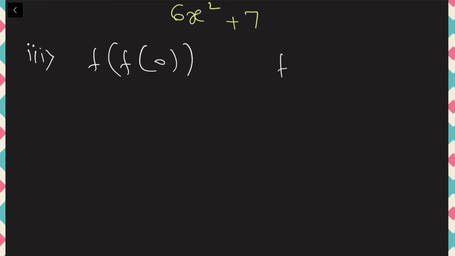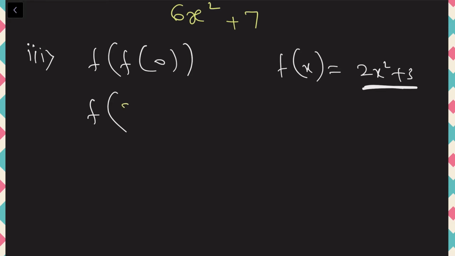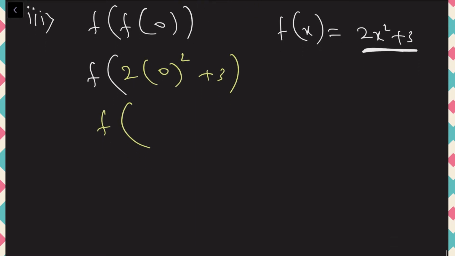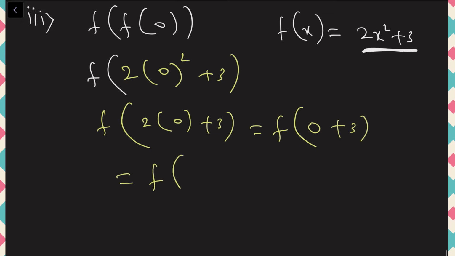So for that, we need the f of x function. That's why I'm writing this beside. F of x function is given as 2x square plus 3. First we want f of 0. So f of 0 is nothing but, in the f of x function, wherever we have x, we need to substitute 0. So 2 times 0 square plus 3. We get 2 into 0 square is 0 plus 3. 2 zeros are 0 plus 3. That is nothing but f of 3.